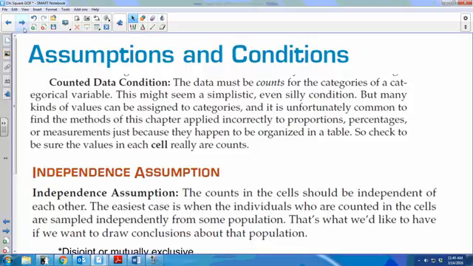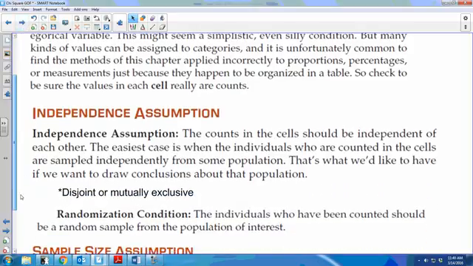Independence. We need all of the counts to be individuals that are independent from each other. This is really easy, though. We're talking about categories when we're doing goodness of fit, right? Zodiac, there's 12 signs. M&Ms, there's 6 colors, all right? Eye color. You're going to fit in a category.